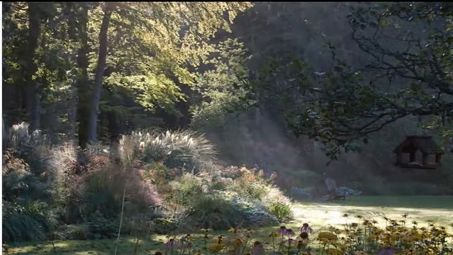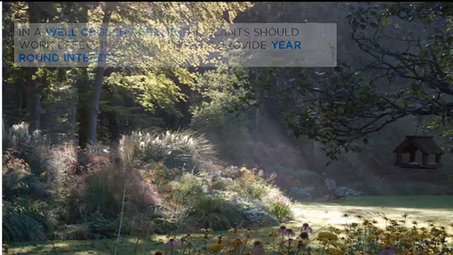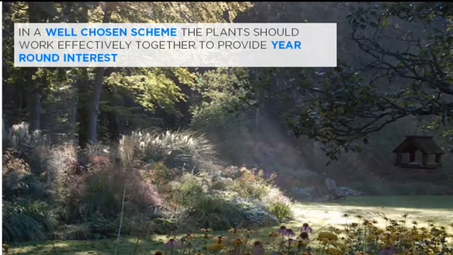As well as the practical considerations such as the type of soil and how much sun reaches the garden, there are all the design qualities of the site and the plants that have to be considered. Learning how to select a plant for its visual qualities in the same way as you would choose wallpaper or furnishings when designing a room is an important stage in understanding planting design. In a well-chosen scheme, the plants should work effectively together to provide year-round interest as well as seasonal excitement.